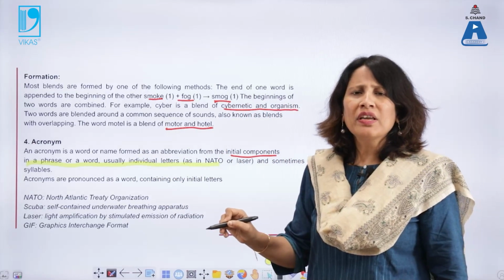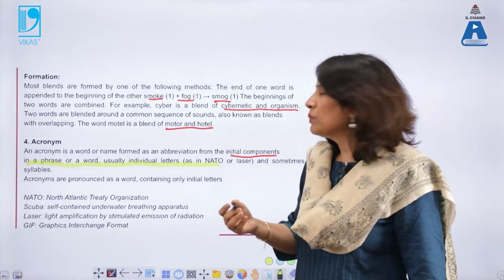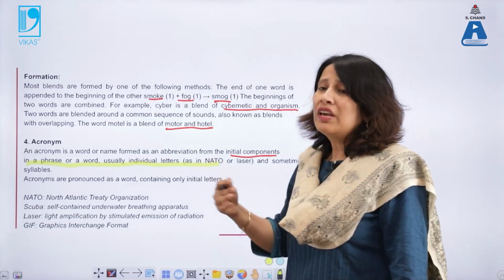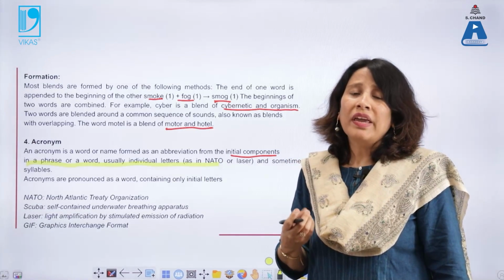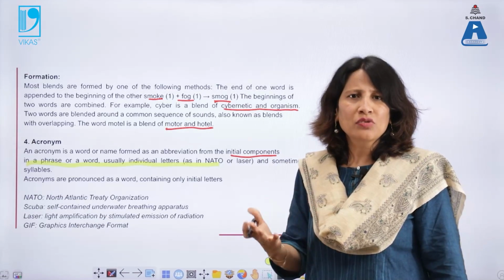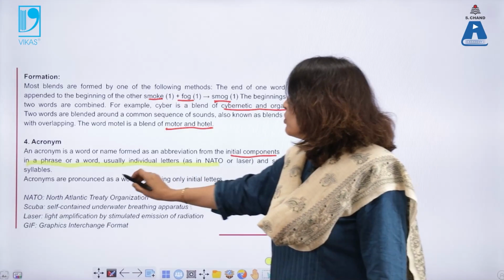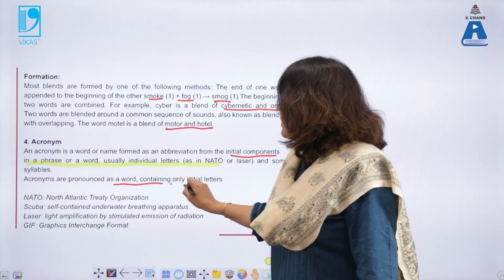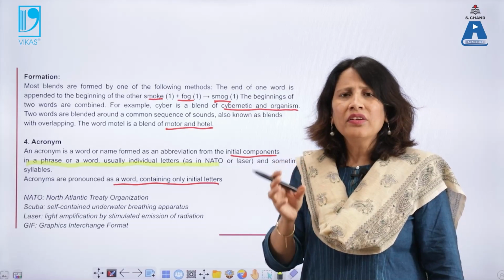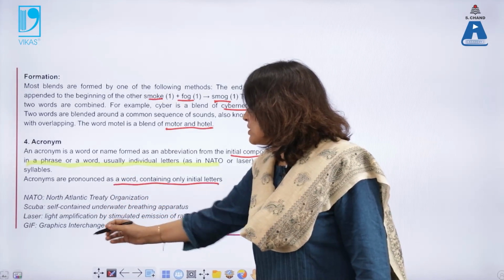Now, this is a very important thing in word formation, vocabulary building. We have NATO, and sometimes we have NATO, we have AIDS, we have words like UNICEF, we have words like UNESCO. These are all acronyms. Acronyms are pronounced as a word containing only initial letters which carry an independent entity and identity of its own. So we have several examples here.